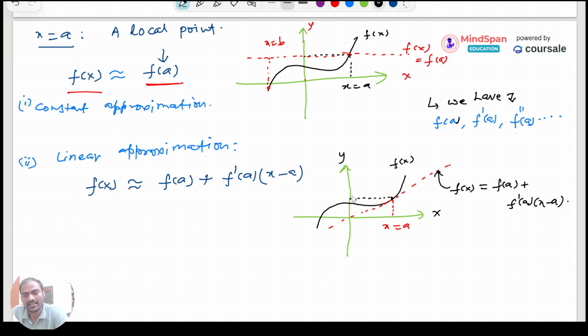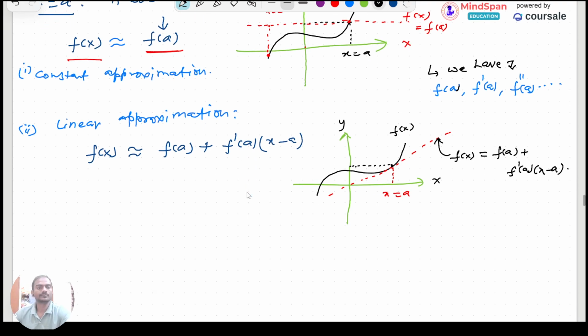What we did here in this linear approximation, we tried to reduce the error, the deviation from the actual graph of the function. That deviation is called error. Error means the difference between whatever value we are supposed to get and what value we are actually getting, that is called the error term. We are trying to reduce that error using the derivative information.